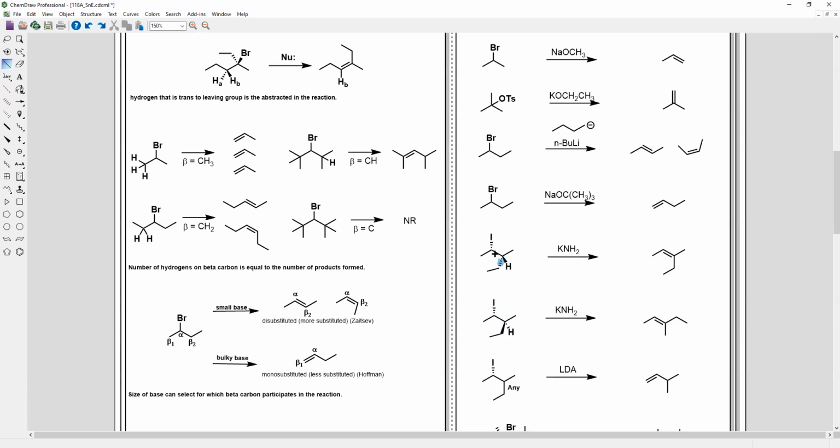So if they are trans already, you can just draw what you see, right? You see that the methyls are trans to each other and that the ethyl is on this side. It's cis to this methyl. So that's how we get this alkene here. Or, if they are cis to each other, you can draw what you see, just flip one of the sides. So we can get rid of these two groups there, and we can draw this alkene.